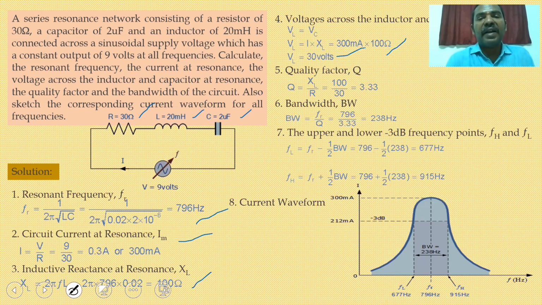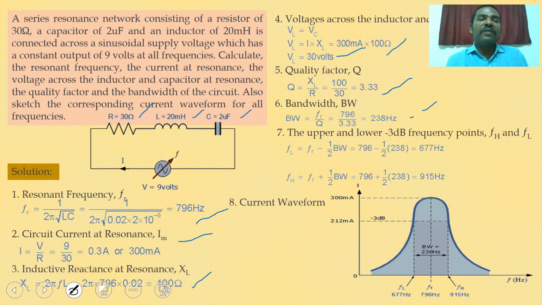30 volts you can get. Then quality factor Q is equal to XL by R, so 100 divided by 30. So you can get 3.33 amperes. Then the bandwidth is omega naught by Q, so 796 divided by 3.333. So you can get 238 hertz.